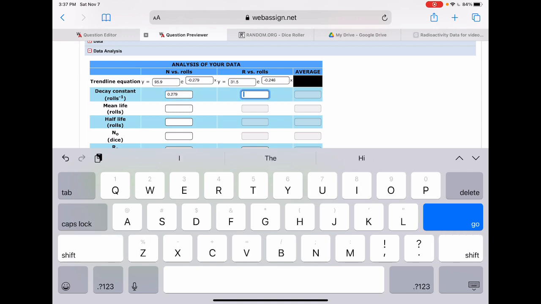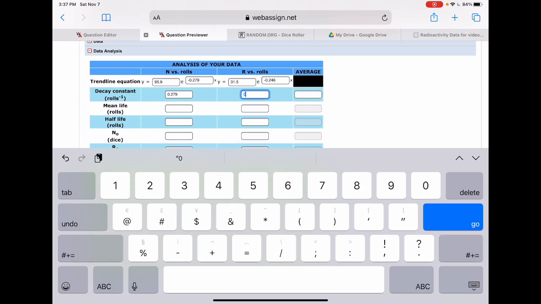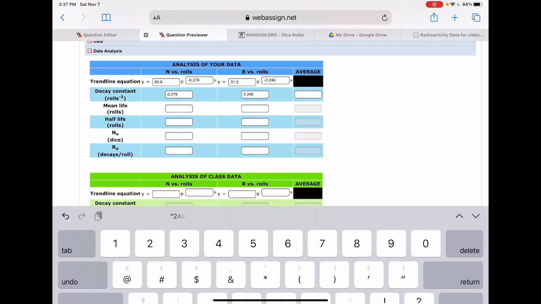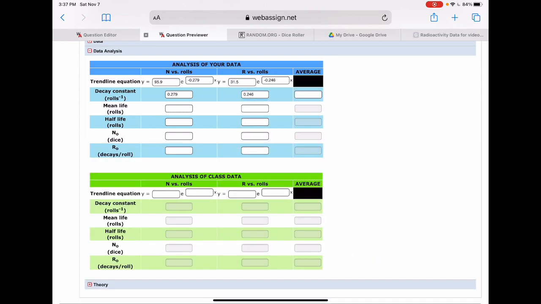Over here, it's 0.246. Now this is based on the data that I got. Ideally, these would be the exact same because it's the exact same situation. You know, it's the exact same dice. So ideally they'd be the same, but they're not going to be.